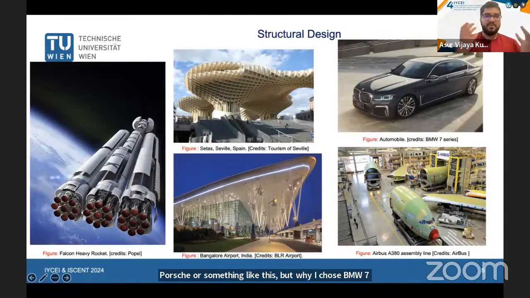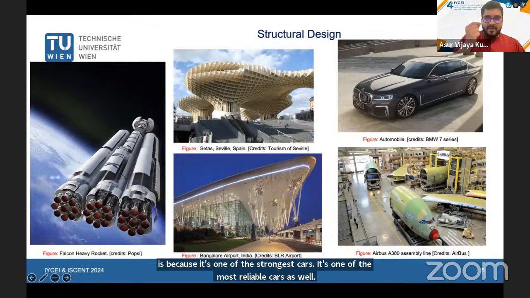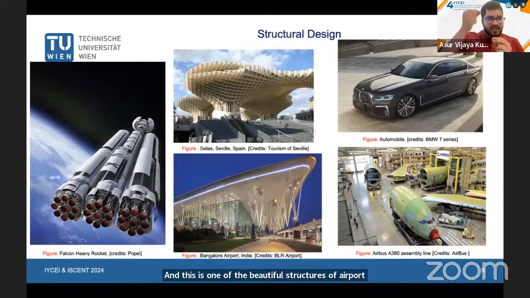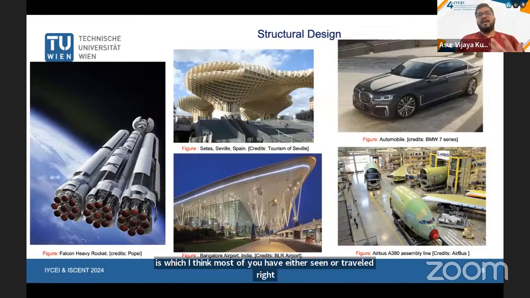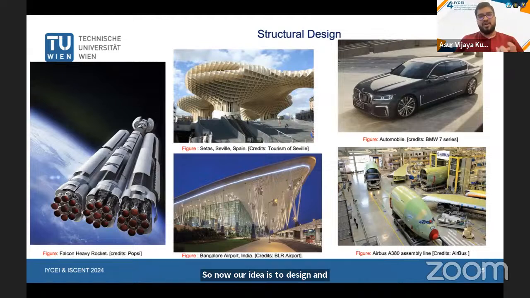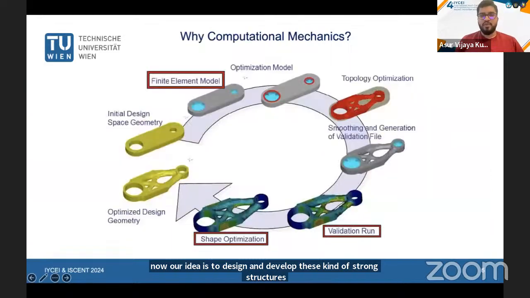And this is one of the beautiful structures of an airport. What I want you to notice is, look at the small tubes kind of holding the whole structure, right? And this is of course an aeroplane from Airbus, which I think most of you have either seen or traveled in, right? So now our idea is to design and develop these kinds of strong structures, right? What would you usually do?